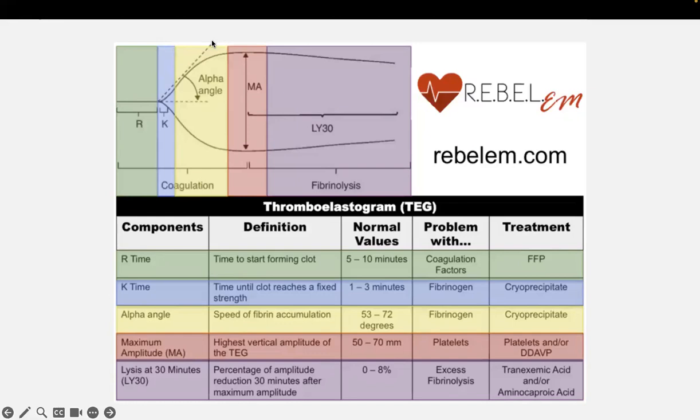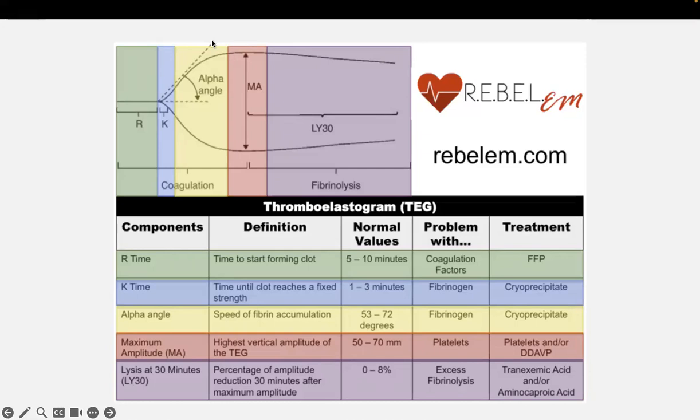And the dose of cryoprecipitate is you give 1 unit. It's usually like 10 mils. It's a very small amount. You give 1 unit per 10 kgs of the patient. So if you have a patient that weighs like 70 kgs, you'll give 7 cryos. Okay? So that's the K time, the blue time, right?